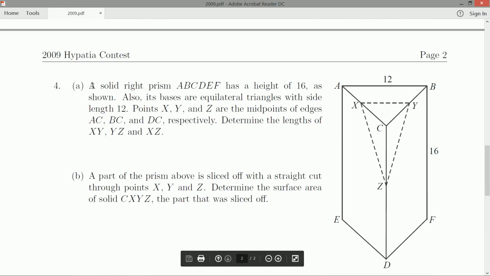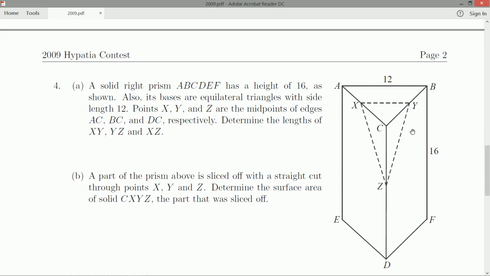A solid right prism, ABCDEF, has a height of 16, as shown. Also, its bases are equilateral triangles with side lengths 12. Points X, Y, and Z are the midpoints of edges AC, BC, and CD, respectively. Determine the lengths of XY, YZ, and XZ.